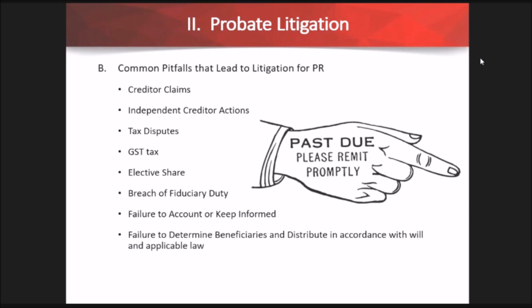Those kind of things are going to be areas that can lead to a breach of fiduciary duty claim. Another area where it comes about is a failure to determine the beneficiaries and distribute in accordance with the will or applicable law. Now, that may seem simple on its face, but sometimes wills aren't as clear as you would think. Sometimes it's not as clear as to who gets what.